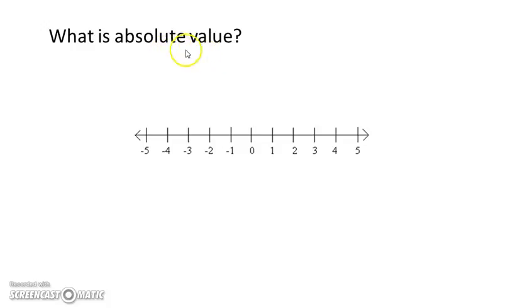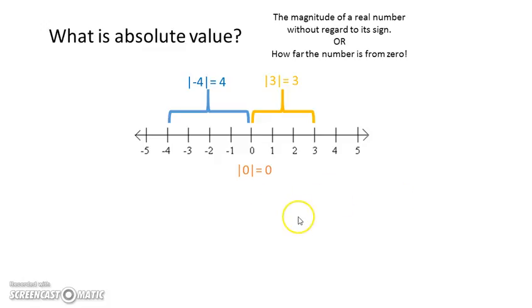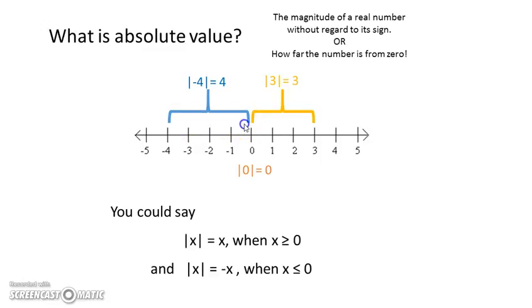Just going back to basics, absolute value, what does it mean? It means how far the number is from zero, or what's the size of the number. It doesn't matter about its direction or its sign, just how big it is. For example, the absolute value of -4 equals 4. The absolute value of 3 is 3. It's 3 away from 0. The absolute value of 0 is 0, of course, because 0 is 0 away from 0. So we're just looking at how far away it is from 0.